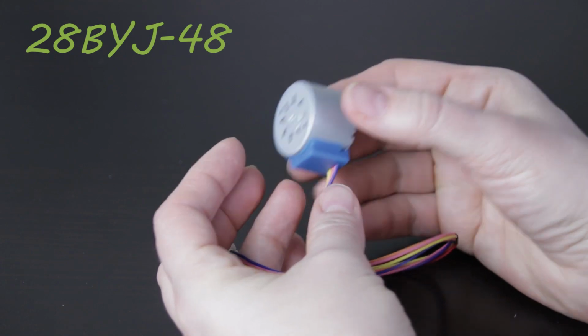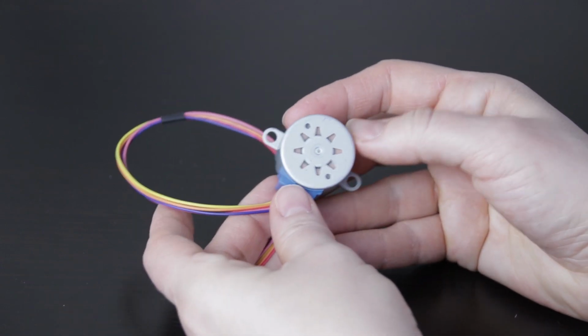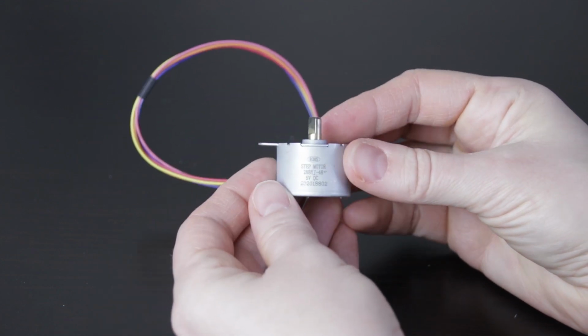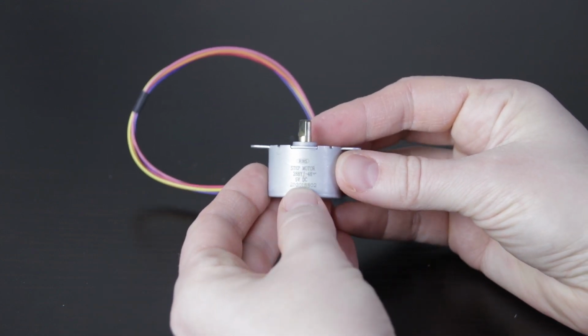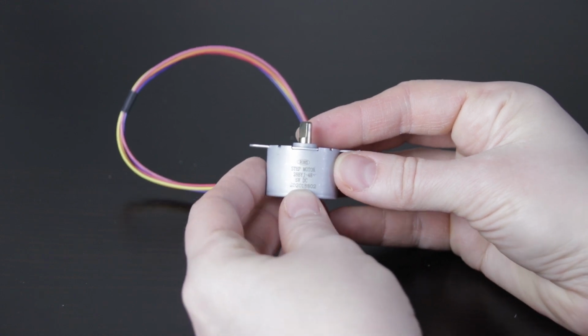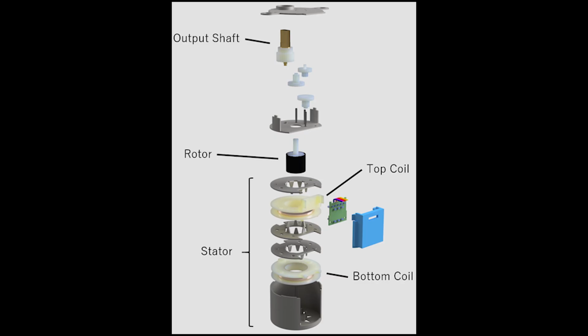28BYJ-48 is one of the cheapest stepper motors you can find. It is great for smaller projects or if you just want to learn about stepper motors. Stepper motors are used when precise control of the rotating shaft is required. The shaft is connected to a series of gears to reduce its speed and increase the torque of the motor.